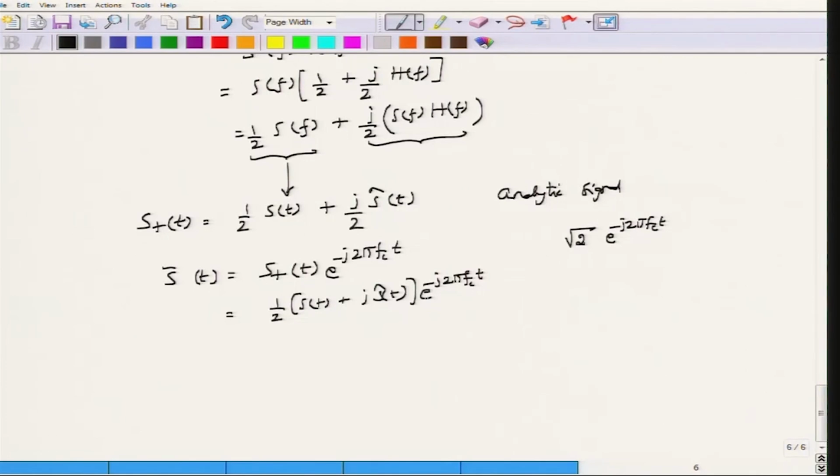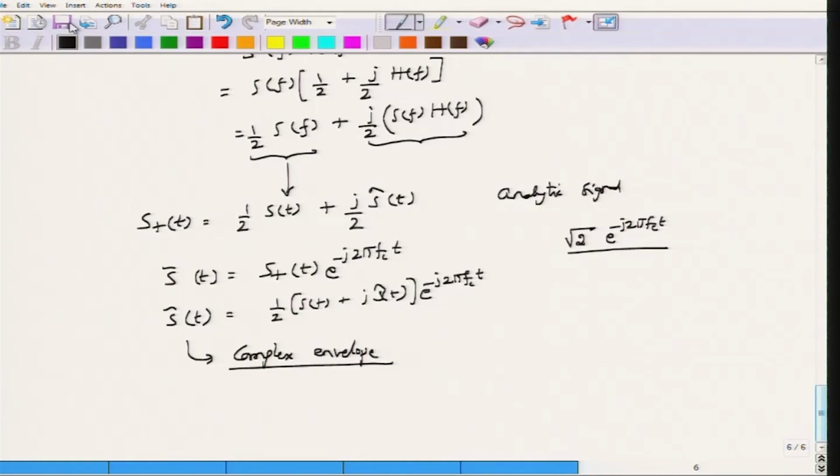I have not done that one here, but in some texts and in some literature you will find that the multiplication portion will have a square root of 2 in the prefactor of e power minus j 2 pi f c t, just so that the energy of the complex envelope signal will be equal to the energy of the original passband signal. I have not done that one. Okay. Now, this is your S hat of t, called the complex baseband signal, or sometimes called the complex envelope. What is the significance of this complex envelope?